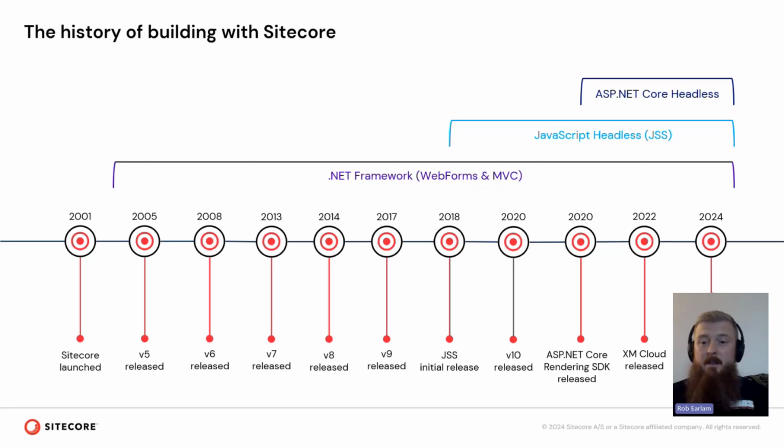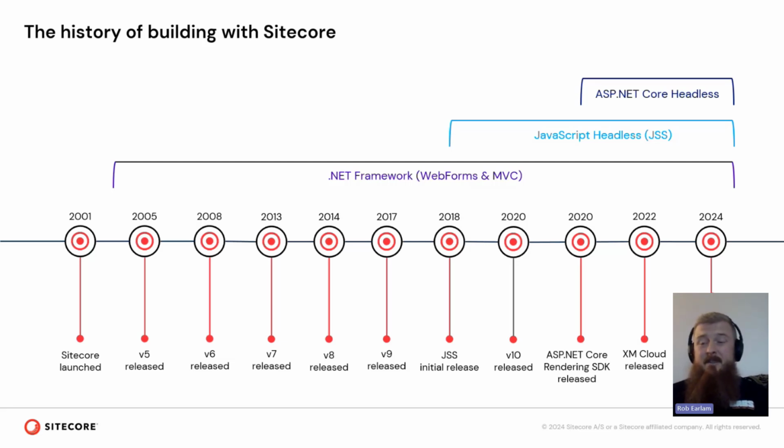2020 came along, and that was our initial launch of the ASP.NET Core Rendering SDK. This was originally built for XM and XP, and basically brought that headless delivery model back to the .NET world for the first time. Then in 2022, we launched XM Cloud, and this was headless only. Now, while it's been possible to build sites using the existing ASP.NET Core Rendering SDK, the process hasn't been that smooth, and it hasn't been kept up to date with the latest developments on the platform.